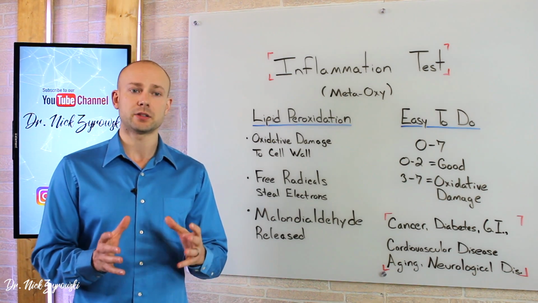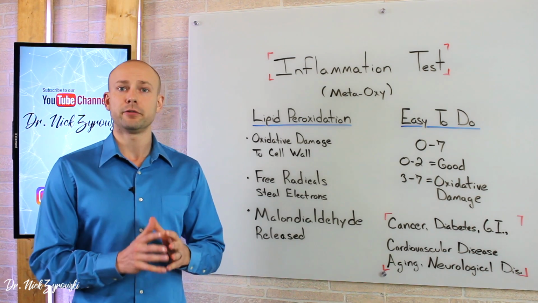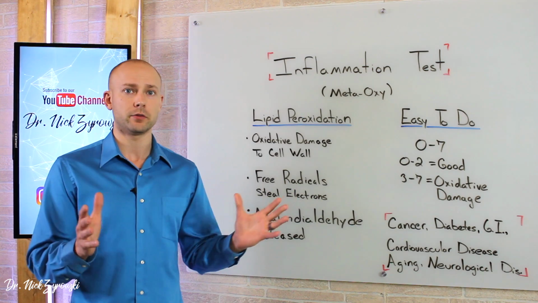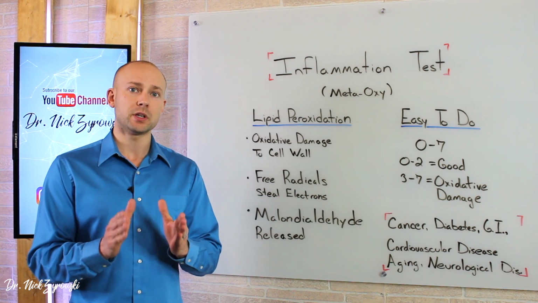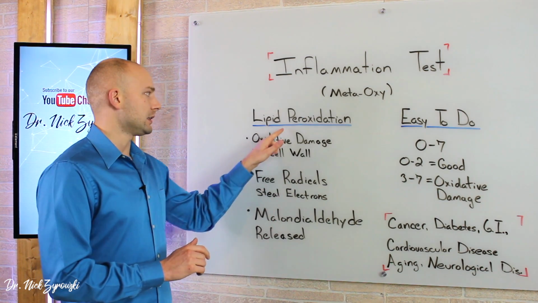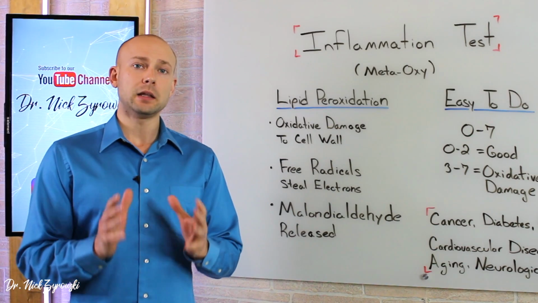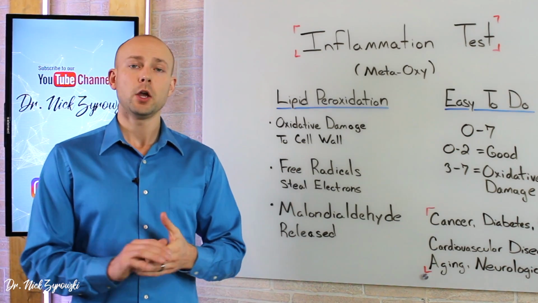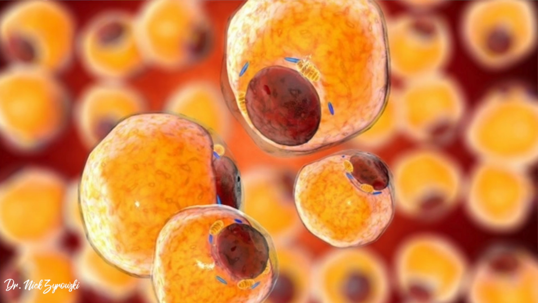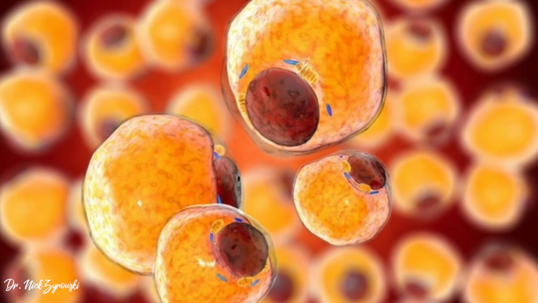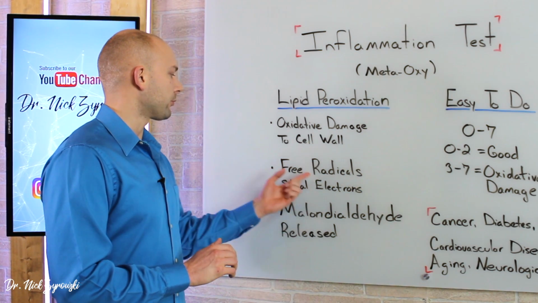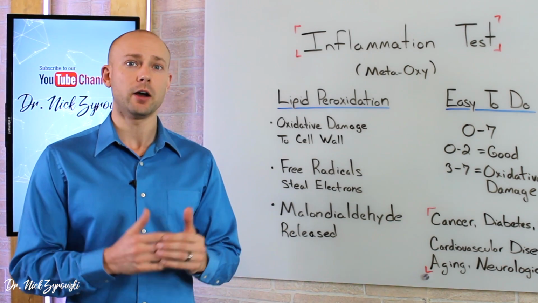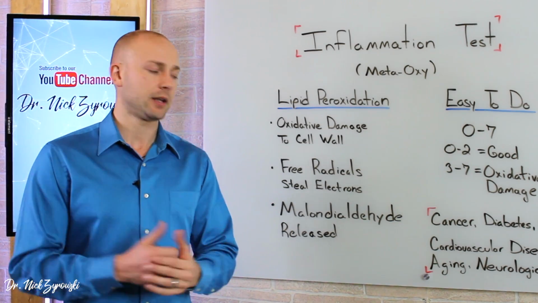Now this Meta-Oxy test is looking for a very particular inflammatory marker. There are plenty of inflammatory markers that indicate all kinds of different health conditions in the body, but we're specifically looking for one that indicates lipid peroxidation. Lipid peroxidation simply refers to oxidative damage to the cell wall. When this oxidative damage is occurring, it's because the antioxidant defense system is not able to stop the free radicals from stealing electrons, and it essentially causes a breakdown of the cellular wall, causing cellular damage.